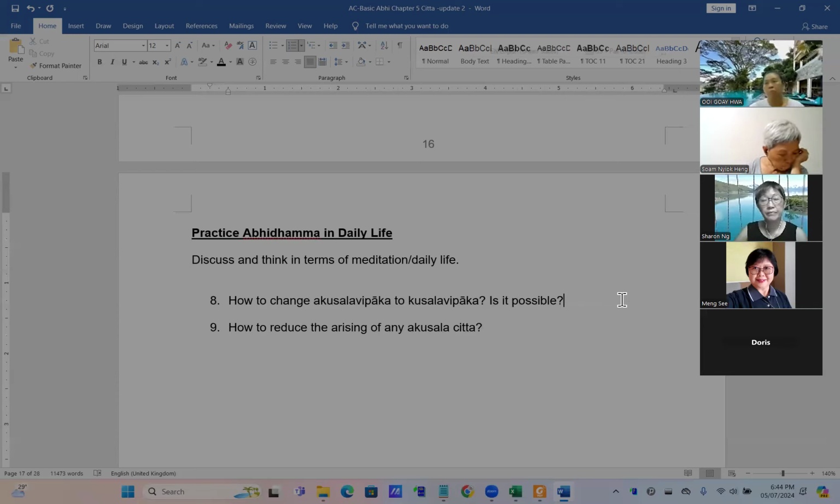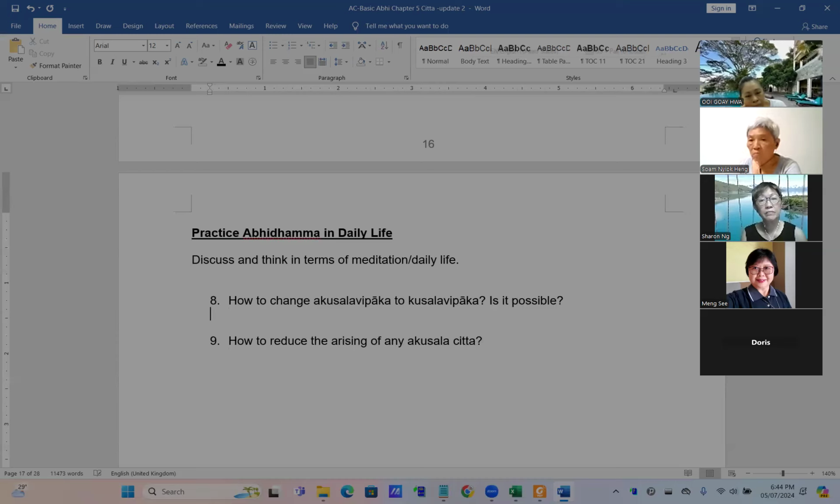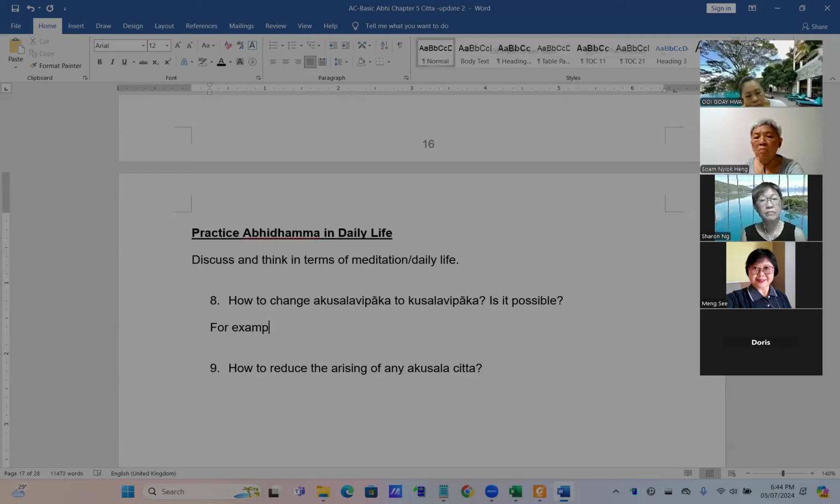So, for example, somebody scolds you. It is akusala vipaka, but it's up to me whether I want to take the scolding as a personal matter or I take the scolding as a sound. If I take it as a payback time, then it doesn't feel so bad, isn't it? The scolding sound is akusala vipaka, right? It's linked.